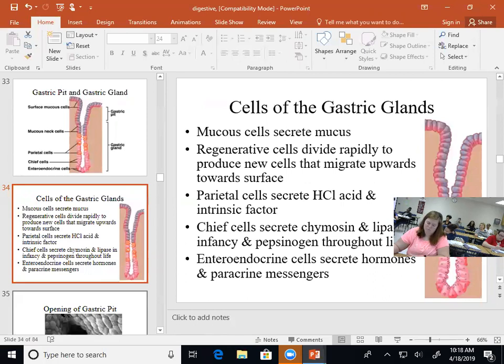Now, I want you to know that's parietal cells. Then I want you to know the chief cells. Now, chief cells, when you're an infant, only when you're an infant, produce chymosin and lipase. What did I tell you this enzyme would probably break down? Lipids, fats. That's exactly right. And chymosin is a clotting kind of factor.